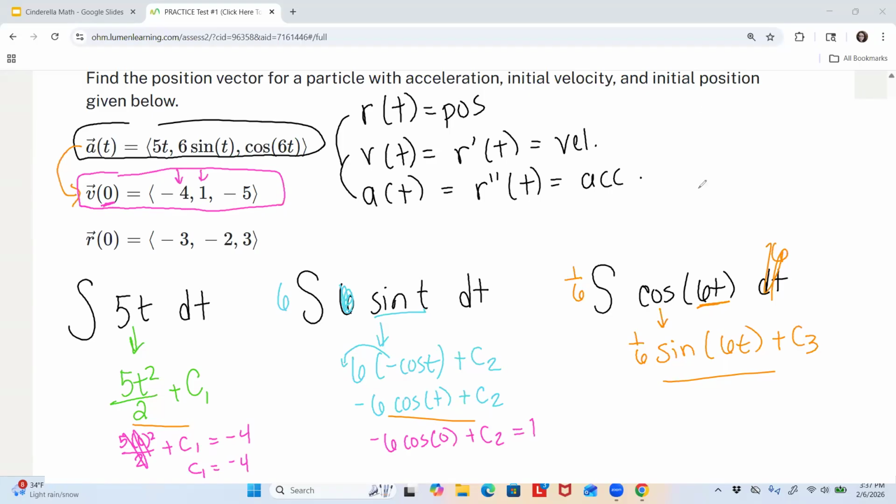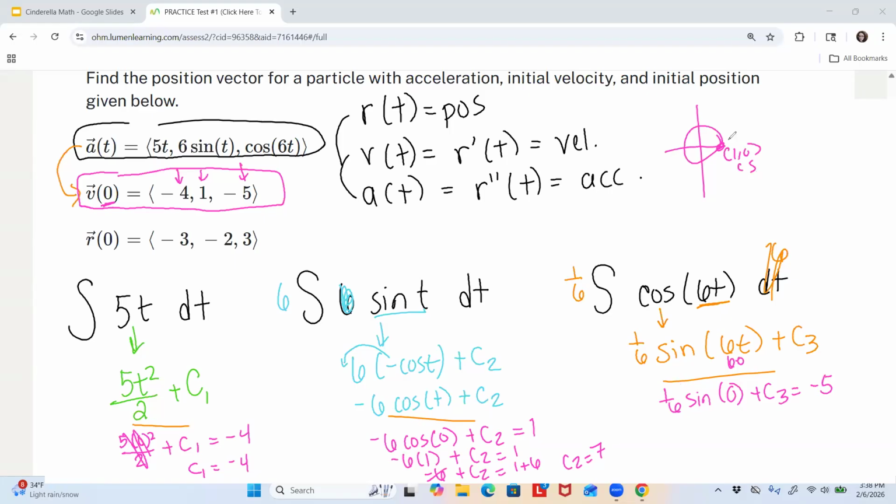Cos of 0, go to unit circle, here's 0, is 1. So this will be negative 6 times 1 plus C2 is 1. So negative 6 plus C2 is 1. Add 6, C2 is 7. Go to the third one, plug in 0. 1/6 sine of 6 times 0 would be 0, plus C3 will be the third answer, negative 5. Come back to the unit circle, sine of 0 is 0, so this one's gone. C3 is negative 5.